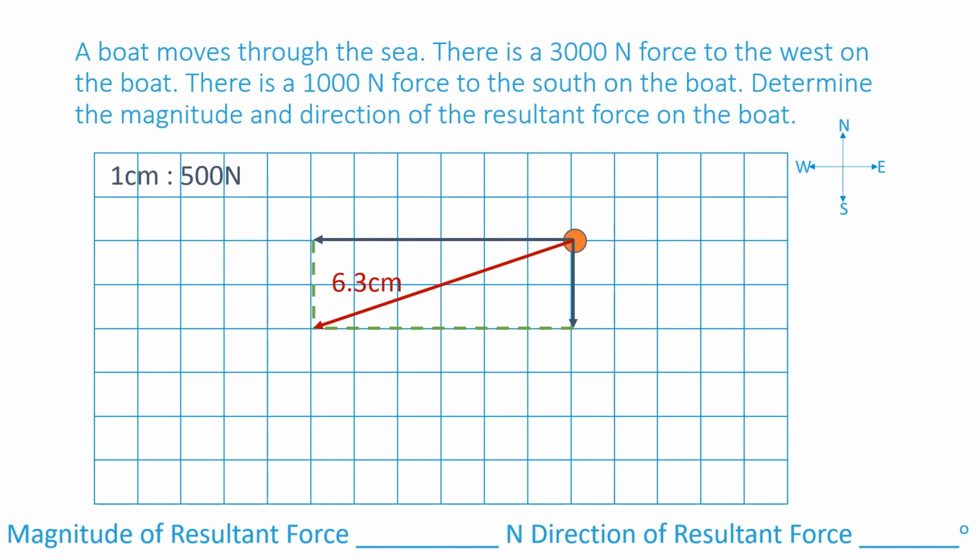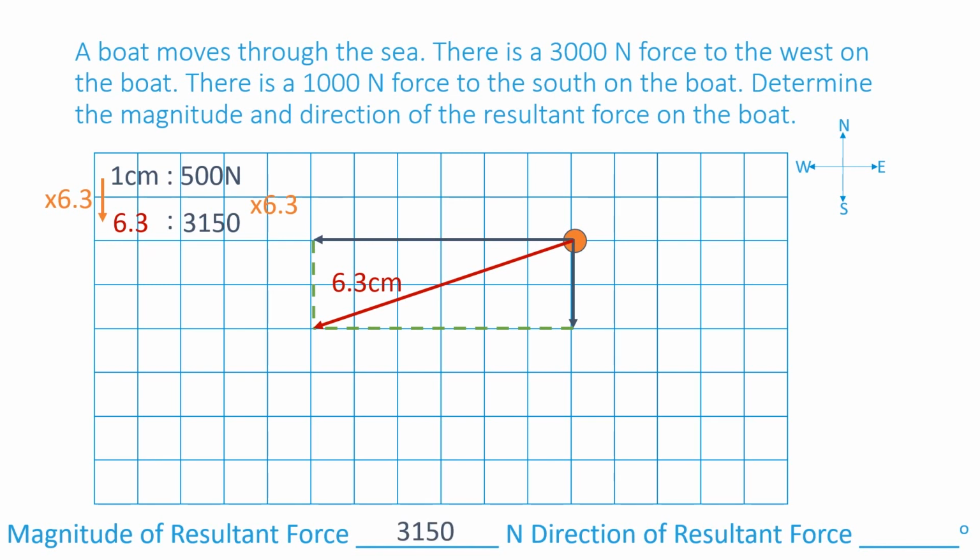So again, I'll look at my scale. To convert from 1 to 6.3, I need to multiply by 6.3. So I'll do the same to the other side. Multiplying 500 newtons by 6.3 gives me the resultant force of 3,150 newtons.